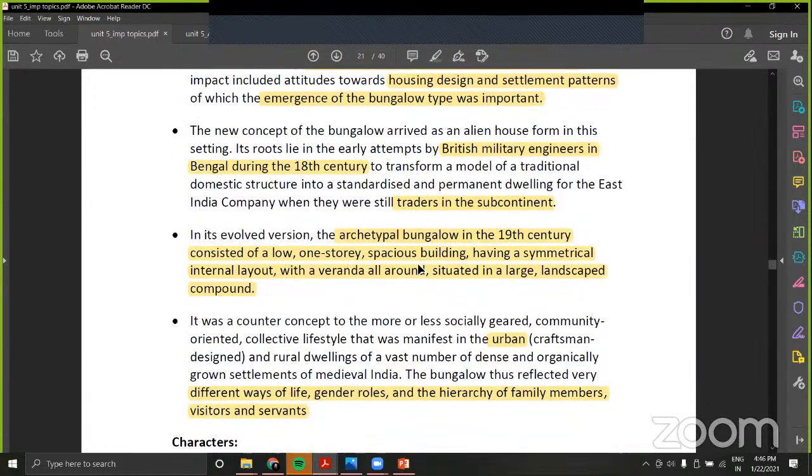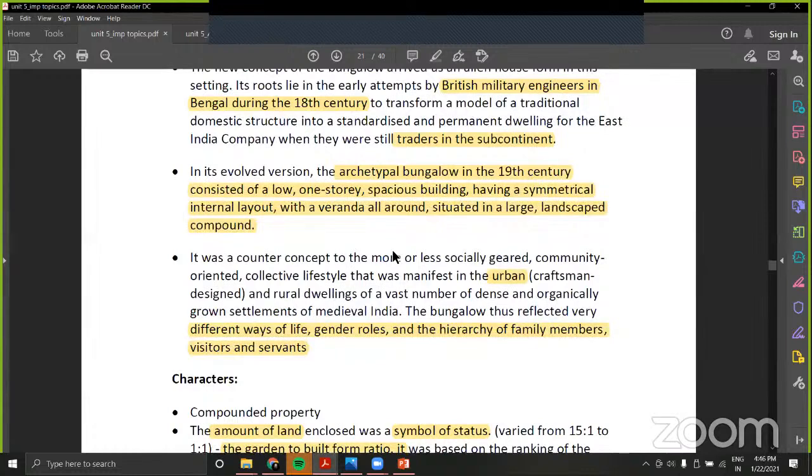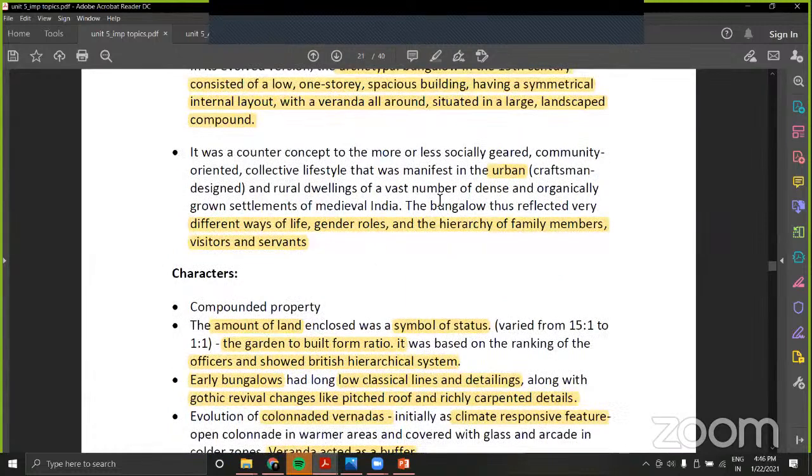So which has a consistency of a low one-story spacious building having a symmetrical interior layout with a veranda all around, situated in a large landscape compound, as I said. So the bungalow thus reflected very different ways of life, gender roles, and the hierarchy of family members, visitors, and servants. If we want to know a building, we should also know its history.